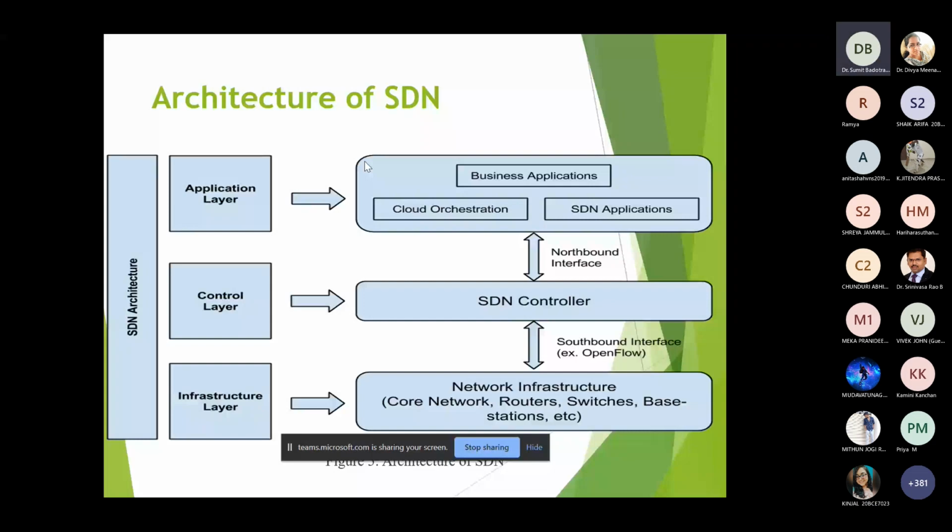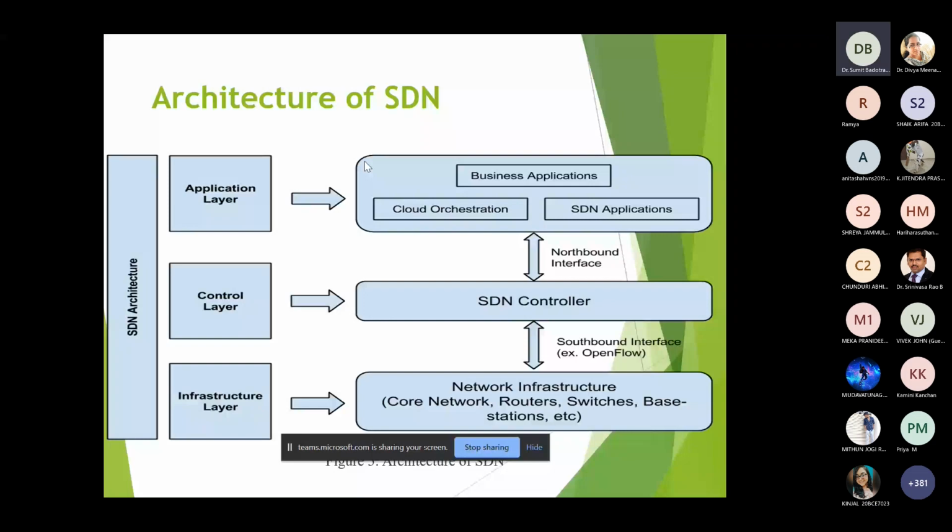The second layer is your control layer. The control layer, as the name signifies, has the centralized provision to control the network, and therefore sometimes it is also called the SDN control layer. In this control layer, the SDN controller resides, and the third layer is your infrastructure layer. The infrastructure layer has all the network equipment, such as your core network, routers, switches, base stations, etc.